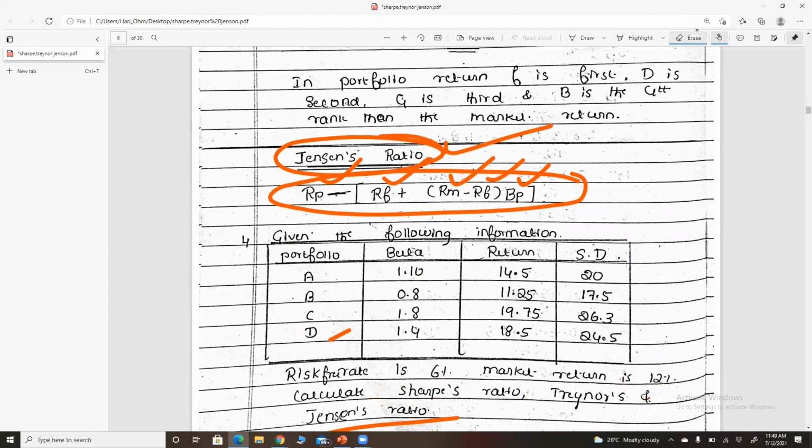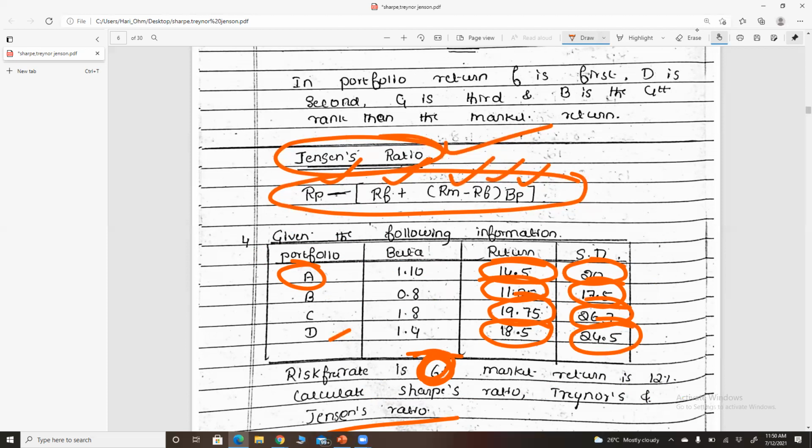Rp minus Rf. Rp is nothing but the return of the portfolio. That is the first one, 14.5 for A, right? 14.5 minus the risk-free asset, which is 6, divided by the standard deviation, that is 20. Then 11.25 minus 6 divided by 17.5. 19.75 minus 6 divided by 26.3. 18.5 minus 6 divided by 24.5.